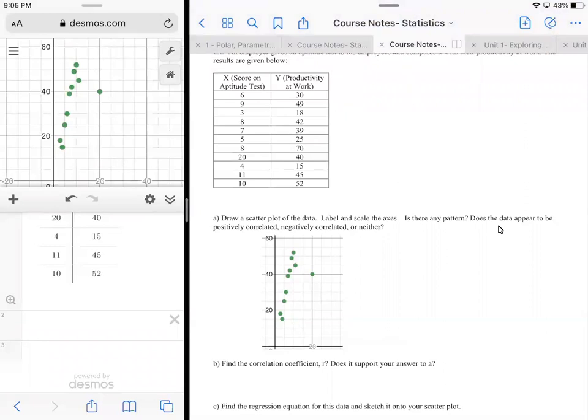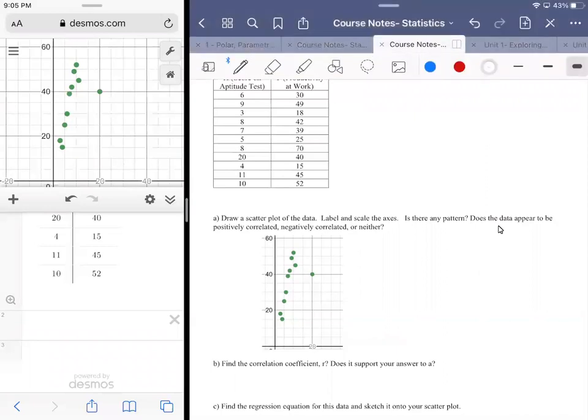Now, we could put a linear regression model in here, but the idea is to make a determination of whether a linear model is going to be appropriate. You know, I don't want to get too far ahead of myself, but that's the general idea. So is there a pattern? Does the data appear to be positively, negatively correlated, or neither? It appears, so this is the x-axis, this is the y-axis. It appears to be a positive correlation.